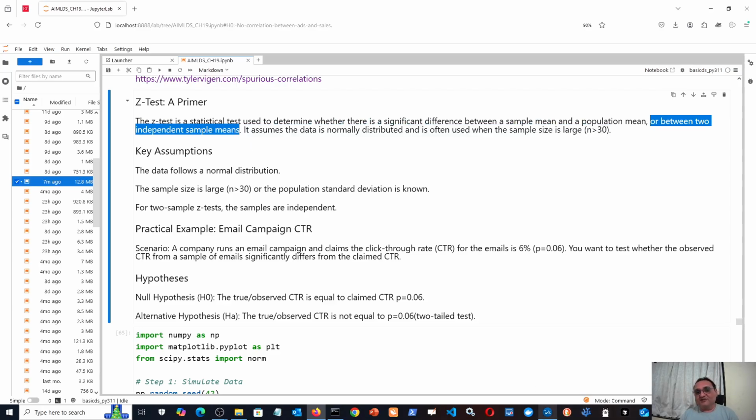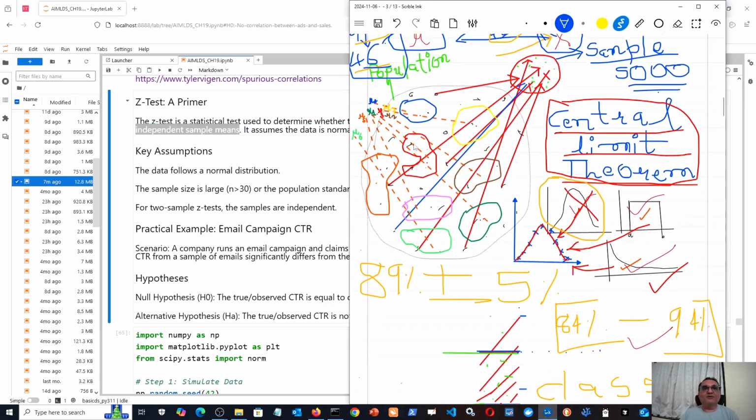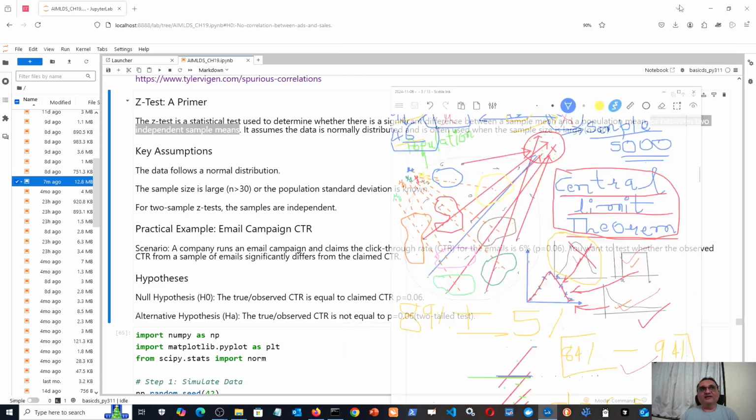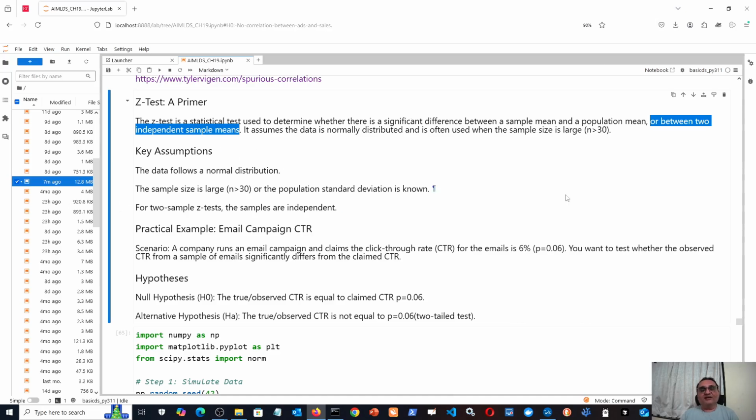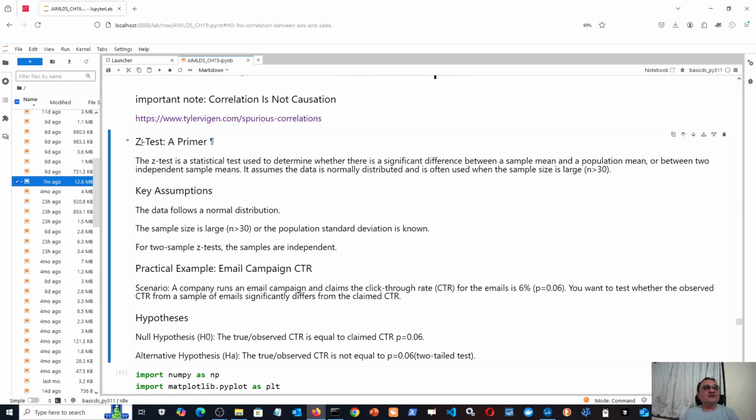So sometimes instead of sample and population you may be asked to compare the means of these and these samples. Okay, so at that time also the question is, are these two means more or less equal, or are they significantly different? And the null hypothesis will always say that they are equal, and the alternative hypothesis will say that they are different, right? But Z test is used for that.